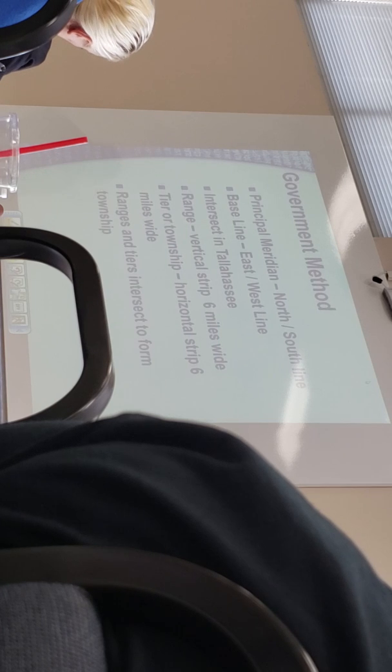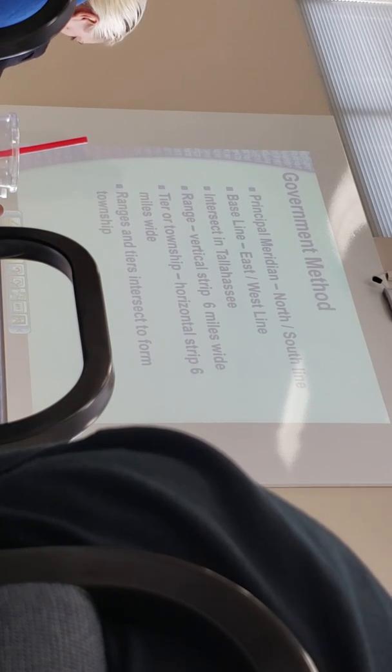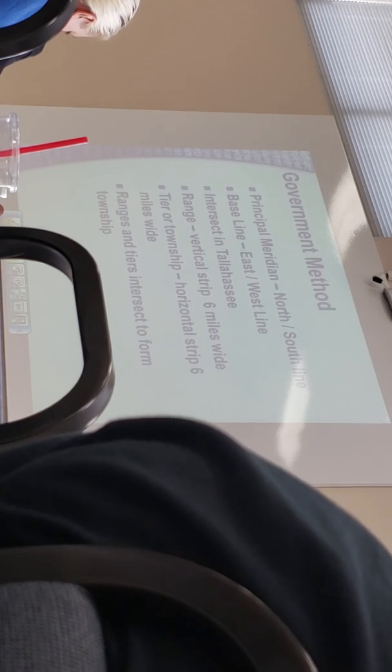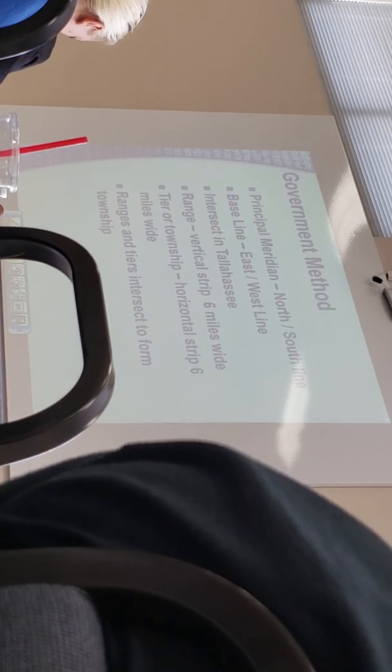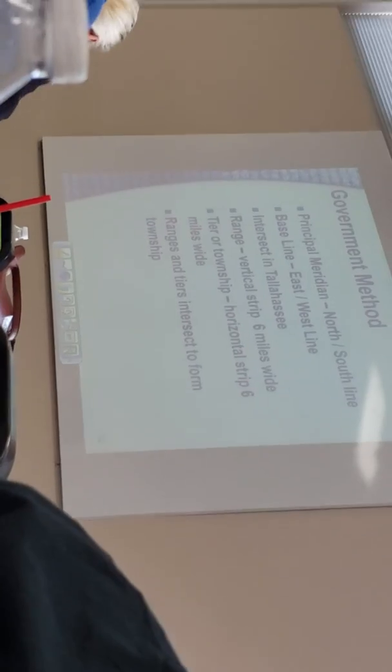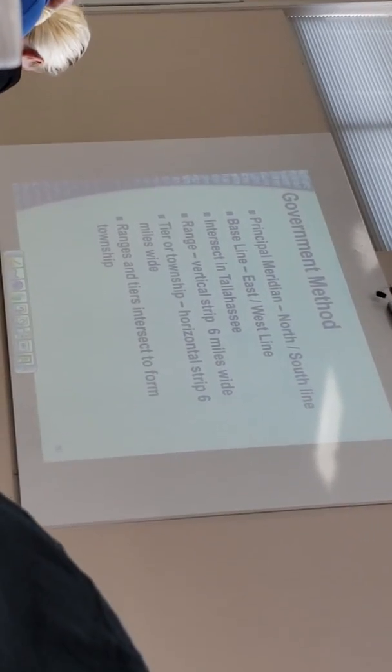Then we have the government survey method, the method we use in the state along with the metes and bounds method. The government rectangular survey method. The U.S. Army Corps of Engineers and the private land surveyors did the same thing. It's the same concept as the metes and bounds, but somewhat different in how they describe the property.